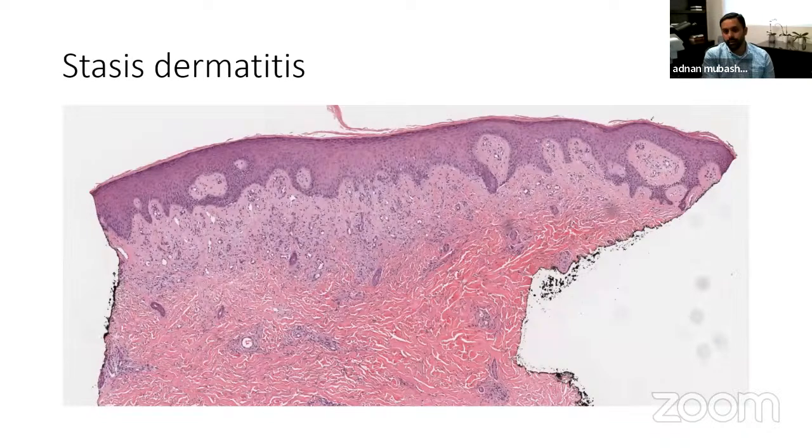This is another entity that shows spongiosis, stasis dermatitis. You will see subtle spongiosis in the epidermis, but the main thing that you see in stasis dermatitis is proliferation of smaller vessels in the papillary dermis. It usually happens on the lower legs because of the anatomical site. The vessels have more pressure on them, and the blood can stay there longer, causing stasis dermatitis.